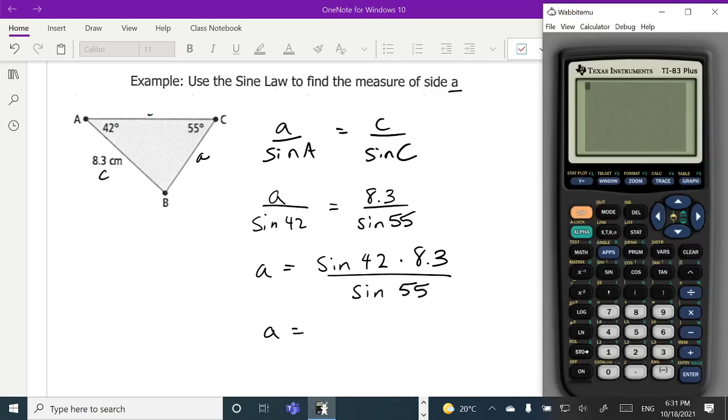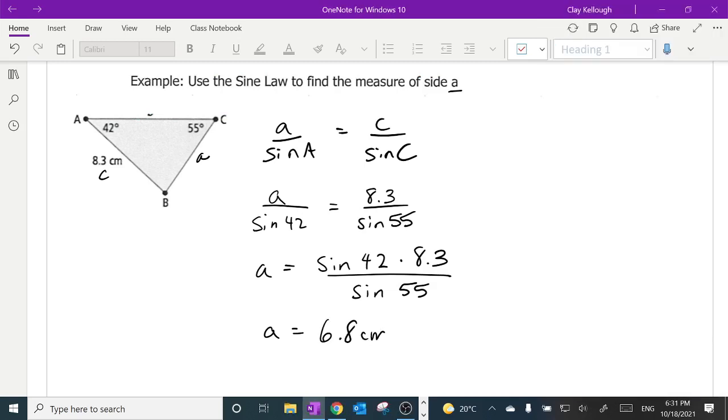So clear that. Sine of 42, close the bracket, times 8.3 divided by the sine of 55 equals. And the answer to this is, I'll round it to 6.8 centimeters. How'd that go? All right, so that's our third example.